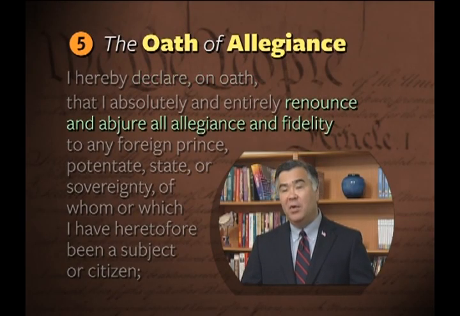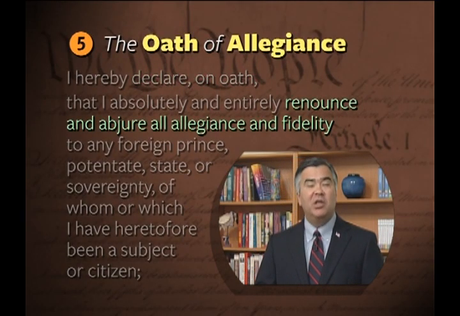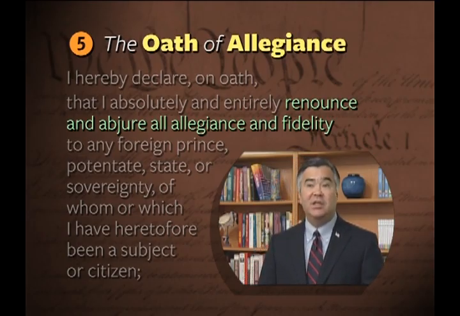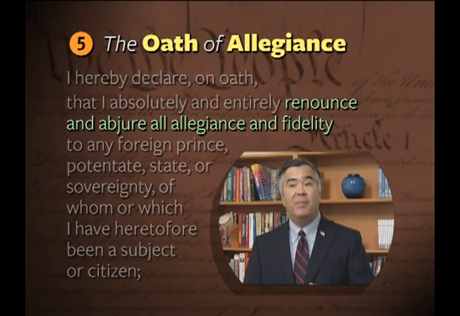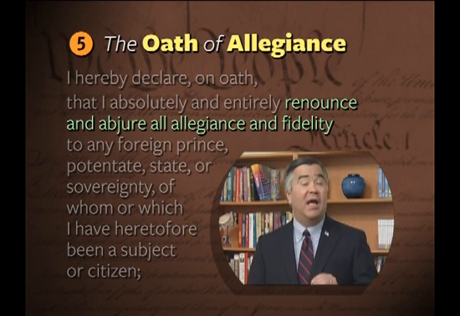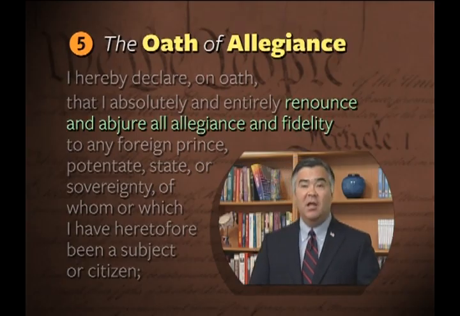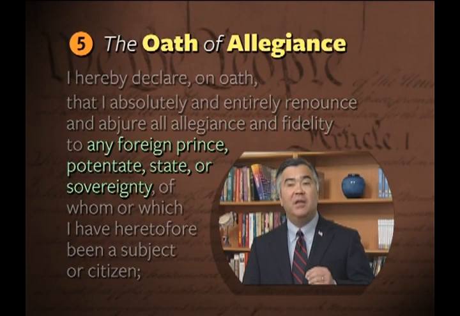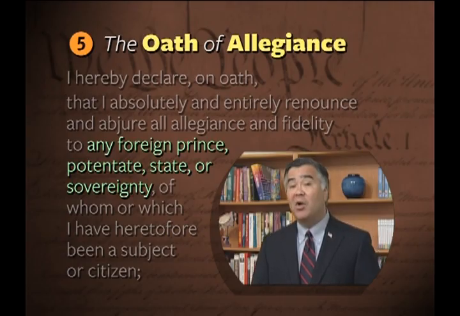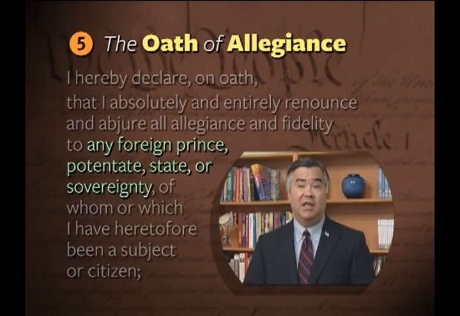To renounce and abjure something means to give it up. So to renounce and abjure all allegiance and fidelity means to give up any former loyalty. So any other country that you've been loyal to in the past, you are now promising you are giving up that old loyalty. The oath refers to any foreign prince, potentate, state, or sovereignty. And that means any other country in the world, or any leader of any other country in the world.